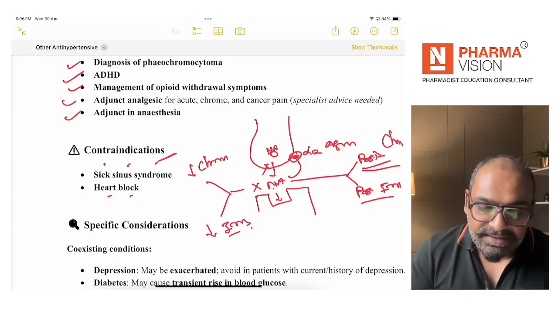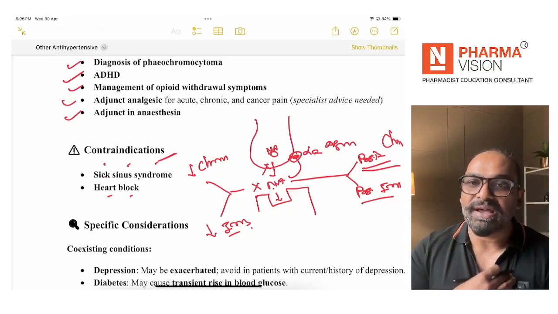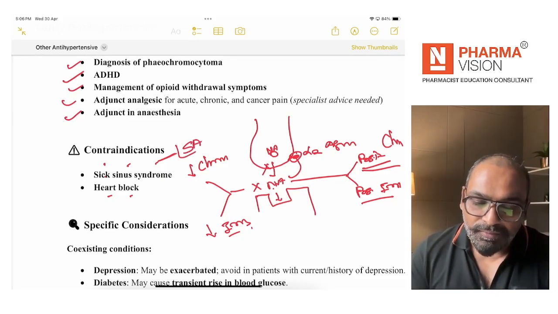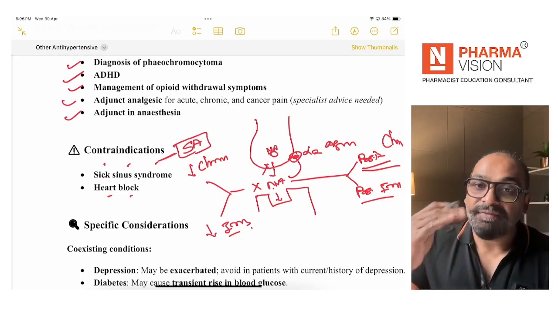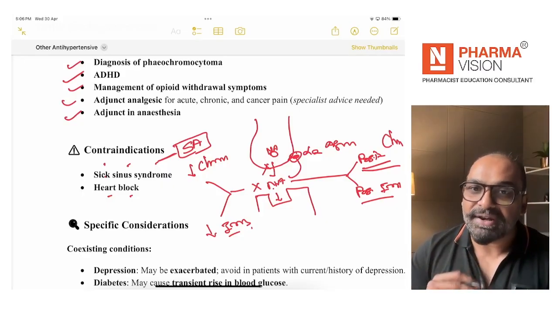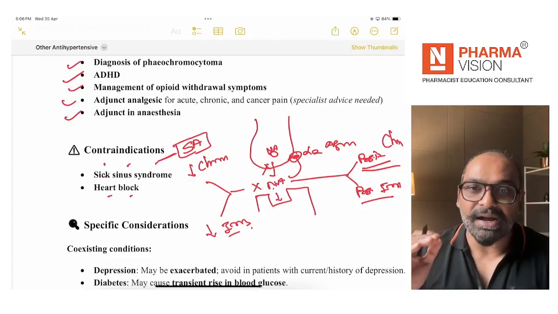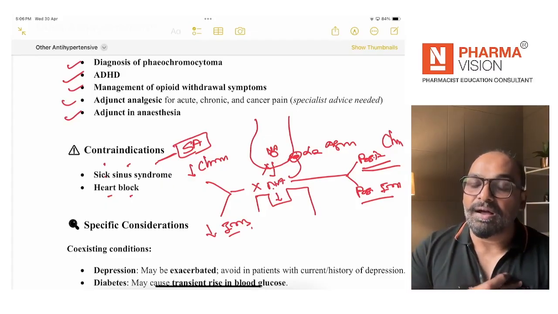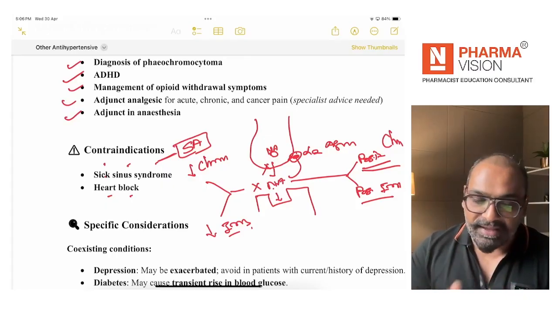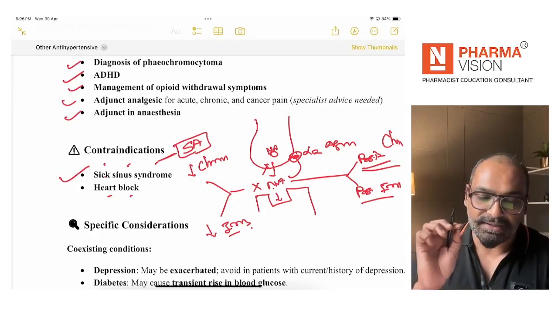That means in sick sinus syndrome, those patients suffering from problems of the SA node and AV node, the SA node is weak, a weak pacemaker. The patient is already suffering from bradyarrhythmia. If we give Clonidine, it can significantly increase the risk of severe bradycardia and severe cardiac bradyarrhythmia. That's why we must not give it to patients suffering from sick sinus syndrome.